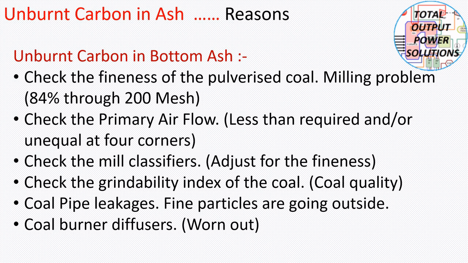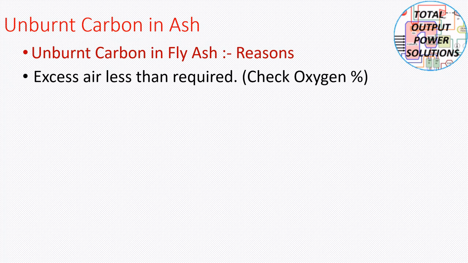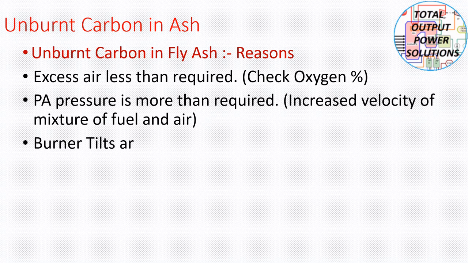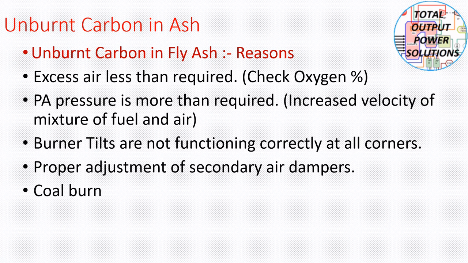Now, unburnt carbon in fly ash. This is actually more important, because now you have ground the coal to a fine powder, and then the coal is not burning. The excess air may be less than required. So check the oxygen percentage. Even if you are getting the oxygen percentage correct, there may still be some leakages in the furnace zone. So you must check for air leakages also.